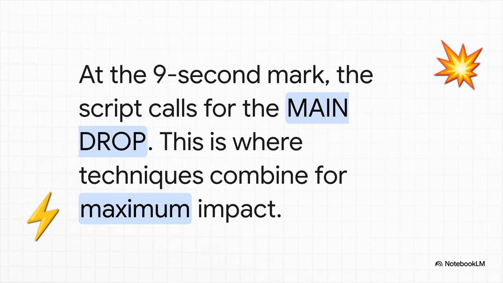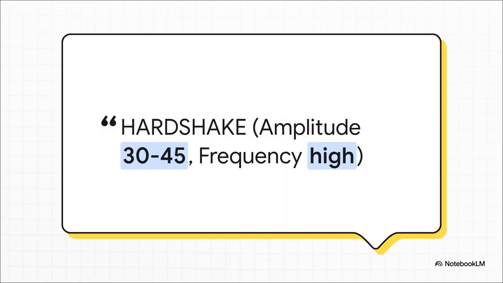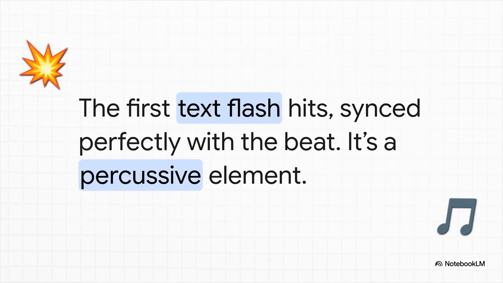Let's see how it all comes together in the most intense part of the entire edit, the main drop. This is at the 9-second mark. The script is about to throw a bunch of these techniques at us all at once to create maximum impact. You ready? And just look at the script, it gets so specific. It's not just shake the screen, it's hard shake with a specific intensity and amplitude and speed, a high frequency. This level of detail is what makes sure the effect has exactly the right amount of power to match the peak of the song. Then, bam, the first text flash hits you, synced perfectly with the beat.